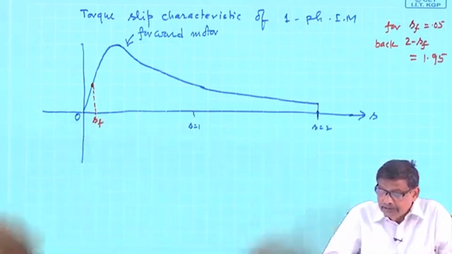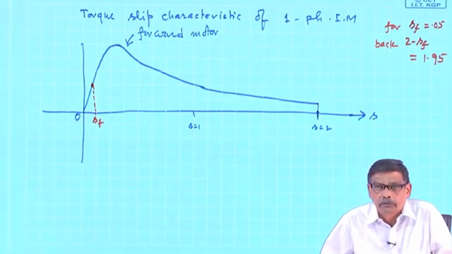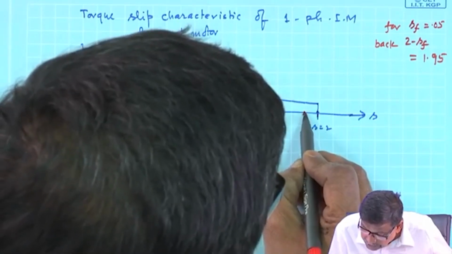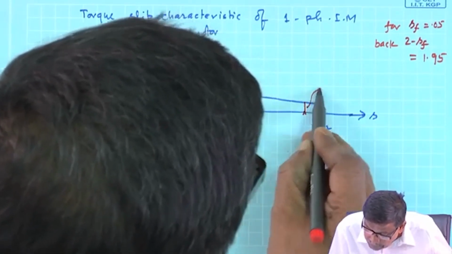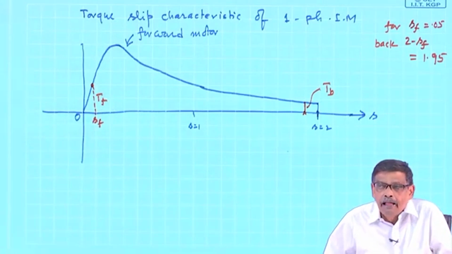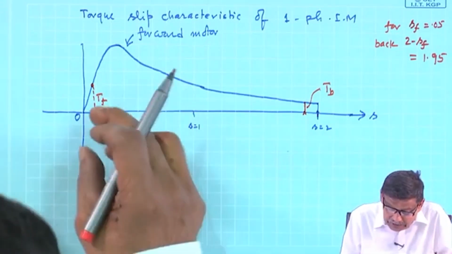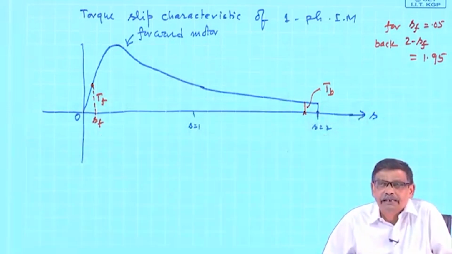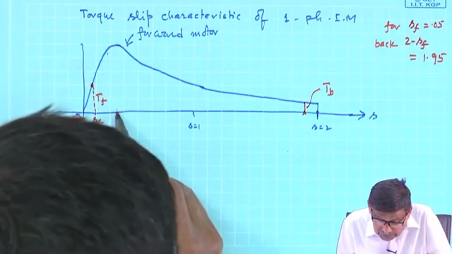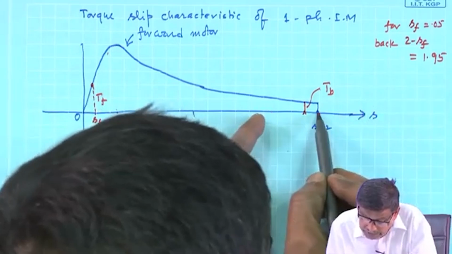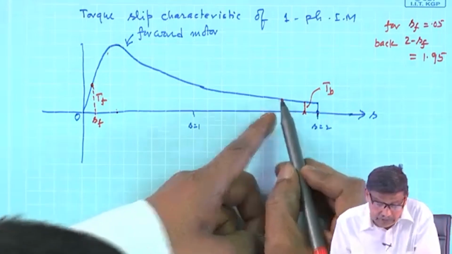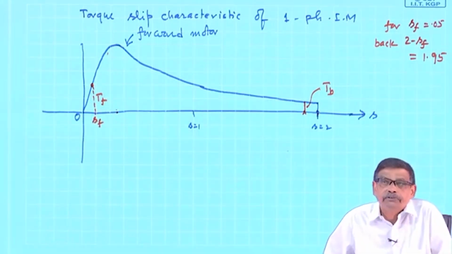Now, the question is, what is the torque of the backward motor? Oh, the same curve I can use, only the value I have to read from here, 1.95. So, this is the backward motor torque, this is the forward motor torque, and then the net torque is Tf minus Tb. If it is operating at this slip, this torque, then whatever is the slip, 2 minus s comes this side, slip is now greater than 1 for the backward motor, read this one, and the difference of these two will give you the torque.